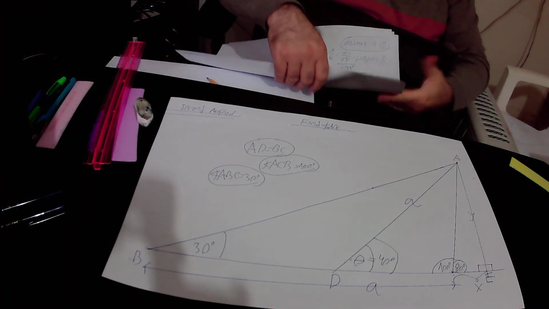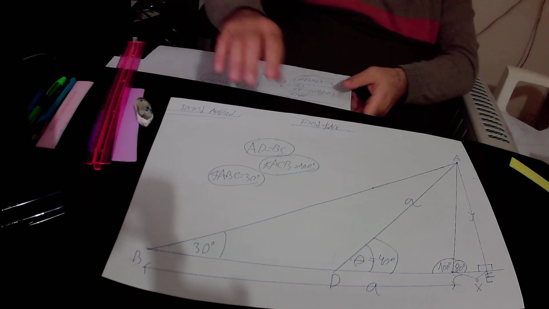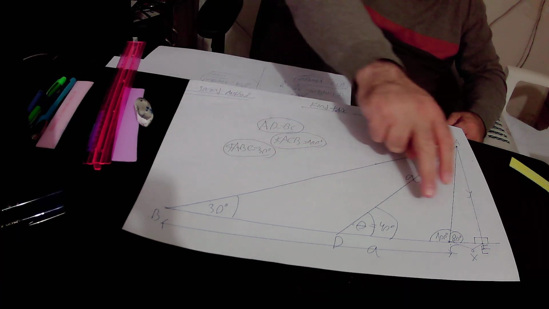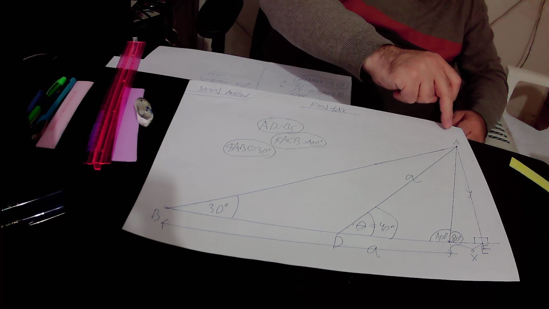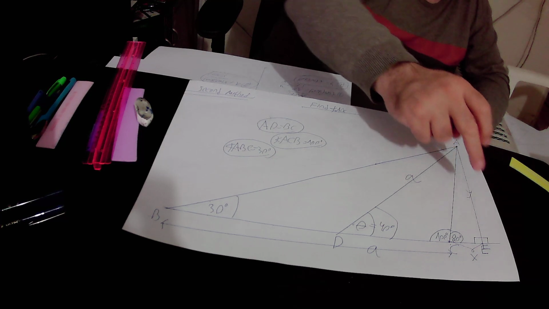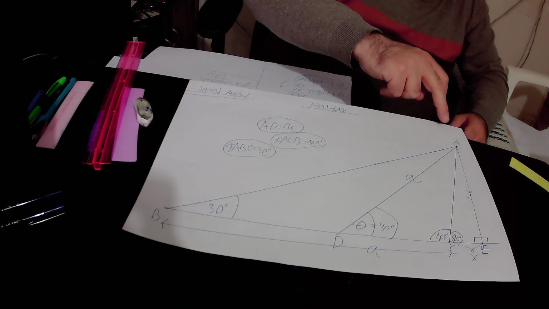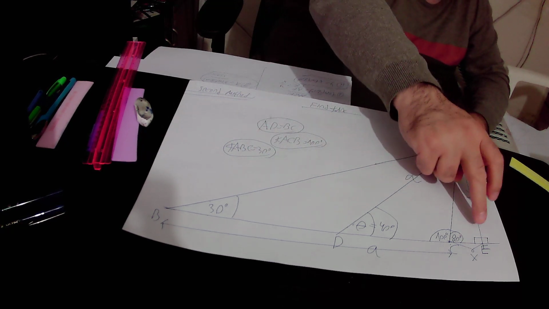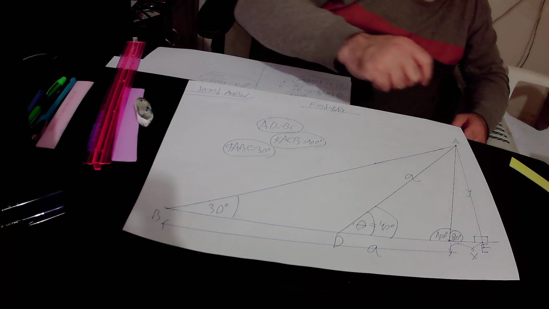In the second method, we did a construction. We extended side BC by a straight line, and from point A we drew a perpendicular to the extended BC, and we defined the intersection point between the perpendicular from point A and the extended BC as point E. So this angle is 90 degrees and this angle is 90 degrees.